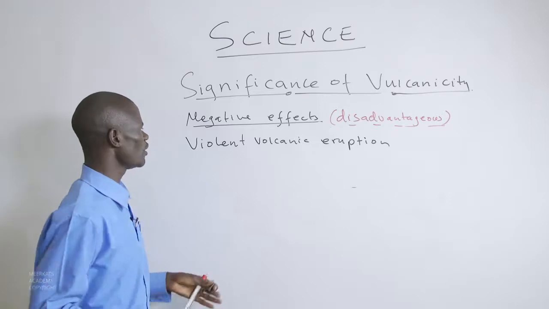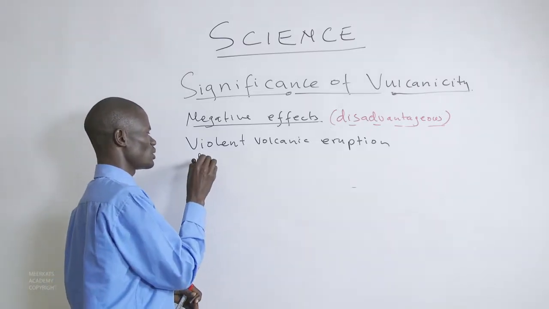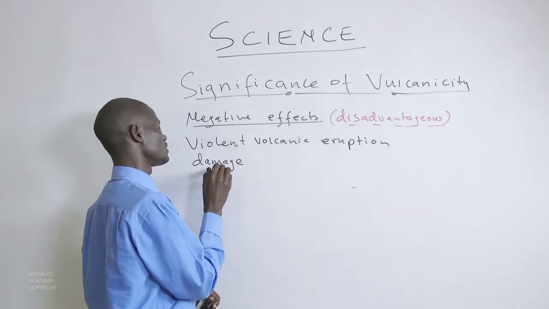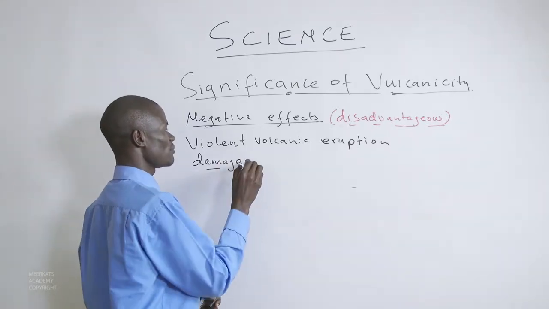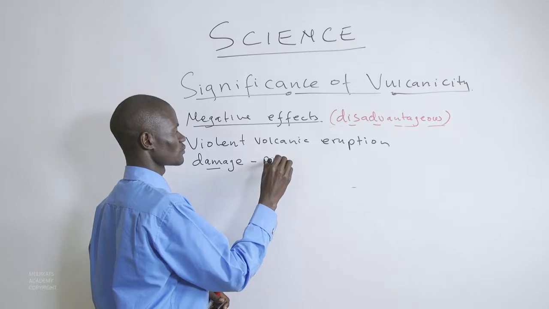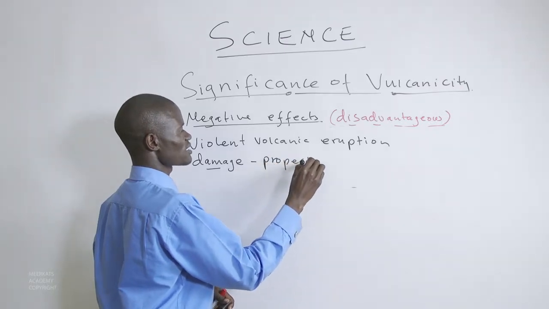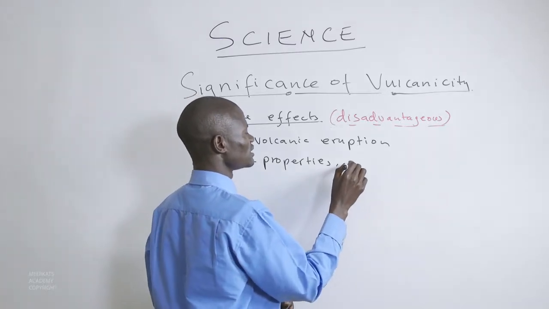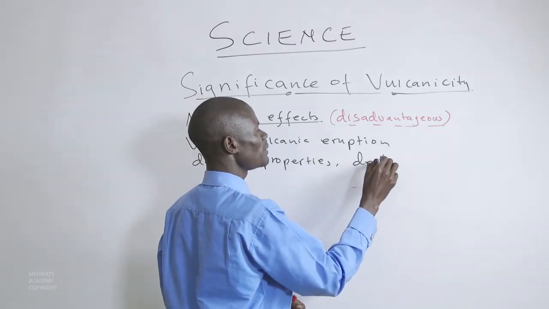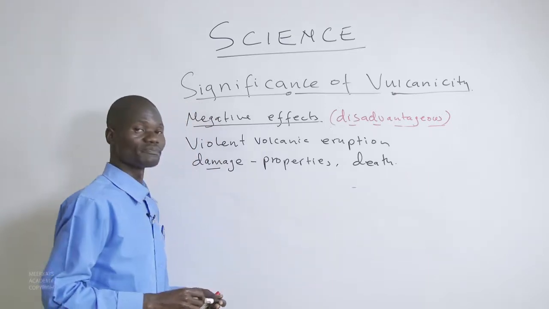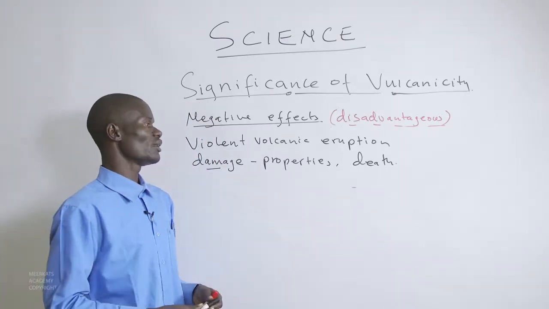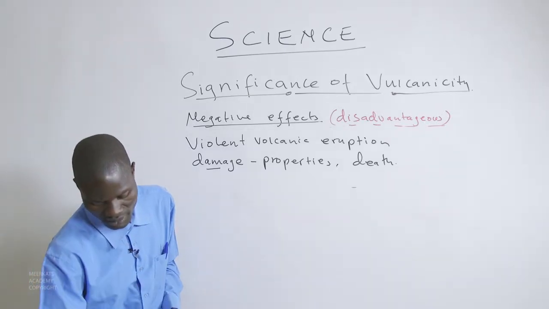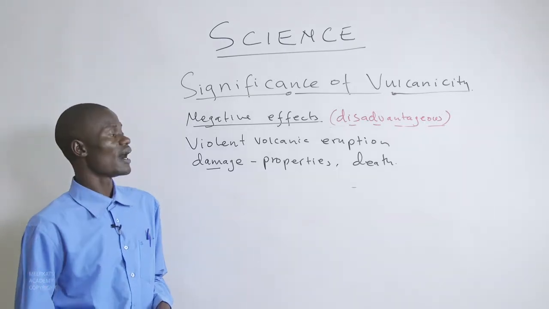That will always cause some damage to property. The properties are damaged. And as a result, when properties are damaged, sometimes people may lose their lives. There will be loss of life which will result in death. That implies a negative effect.